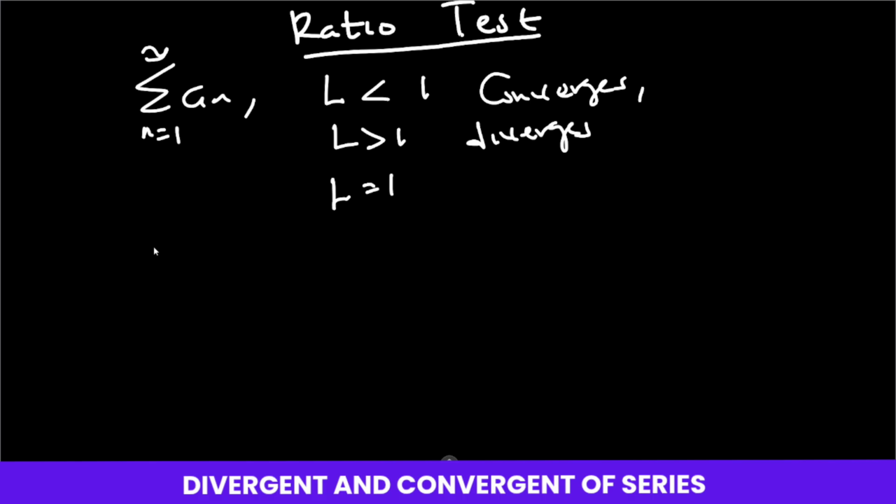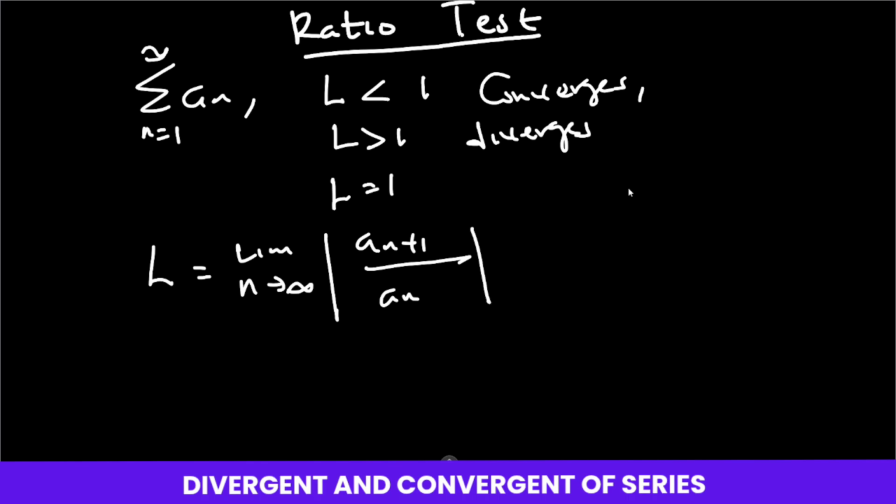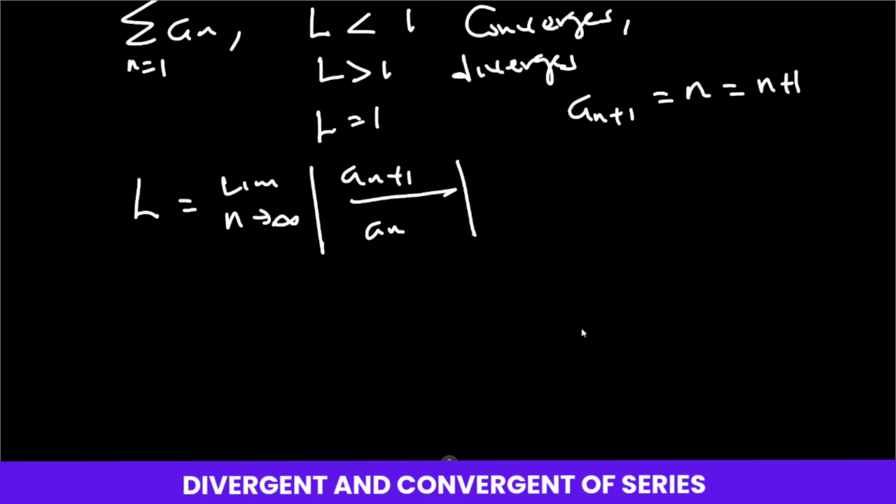The value of L is equal to the limit as n approaches infinity of a_(n+1) all divided by a_n. If you want to find a_(n+1), where a_n is the actual function, all you need to do is that anytime you see the value of n, you put in n plus 1, and that will give us the value of a_(n+1). So let's proceed and take an example of what we are talking about.